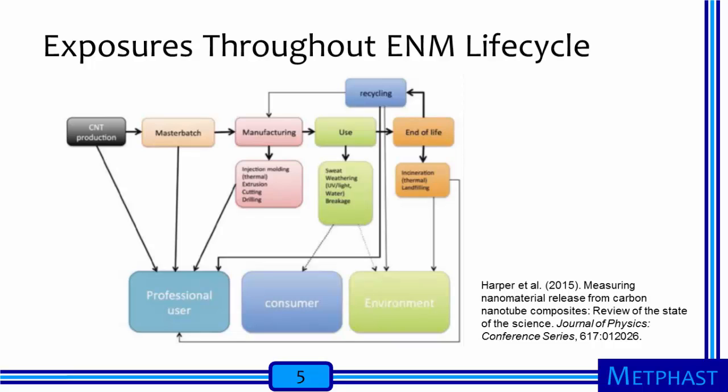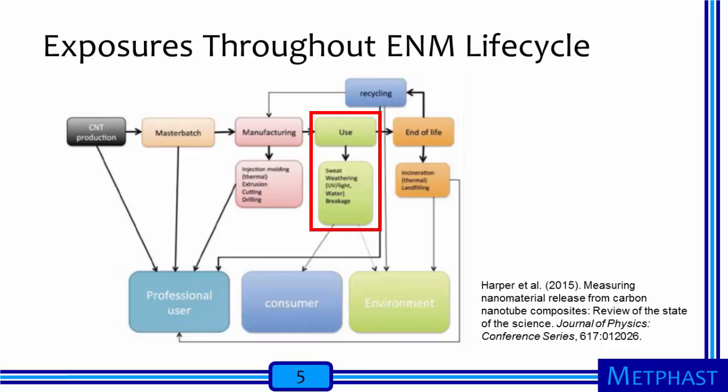This diagram from Harper and co-authors, while created considering carbon nanotubes, can help us think broadly about exposure risks to workers and the public from engineered nanomaterials. Workers can be exposed during the synthesis of engineered nanomaterials and as the nanomaterials are incorporated into ENM-enabled products. As these products are used, perhaps by industrial customers who turn them into consumer products, worker exposures may be derived from the handling of the ENM-enabled products as they are reformed or machined.